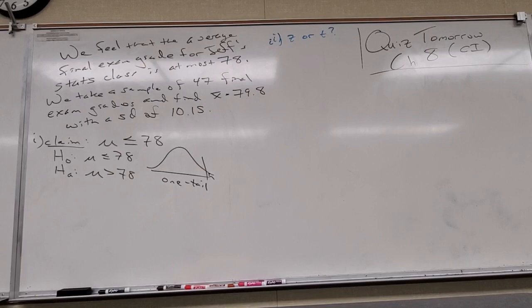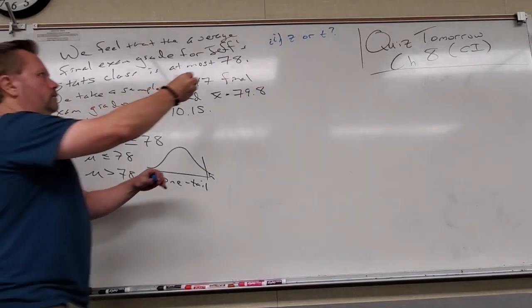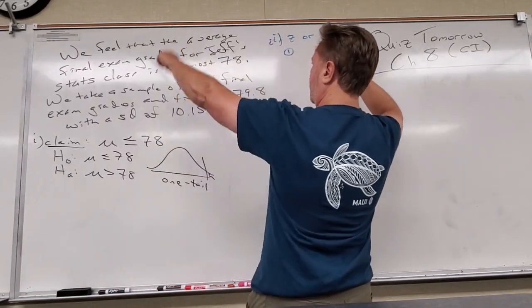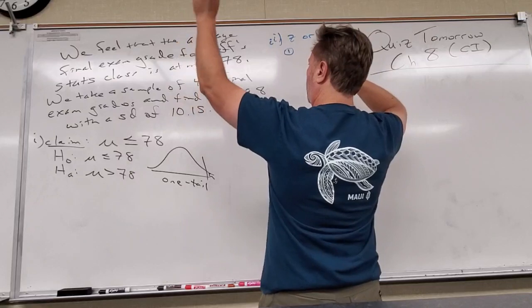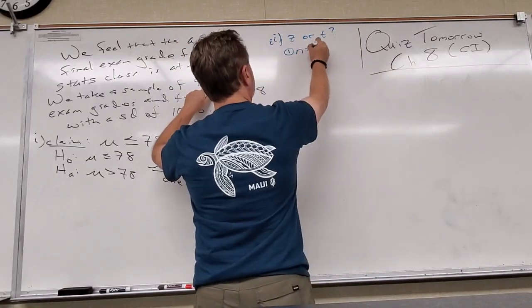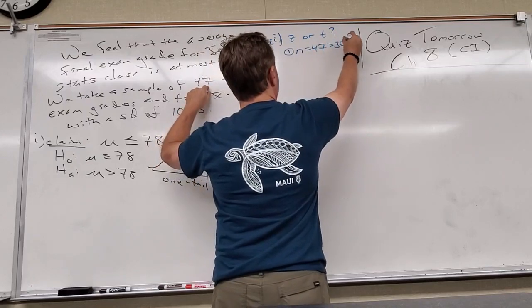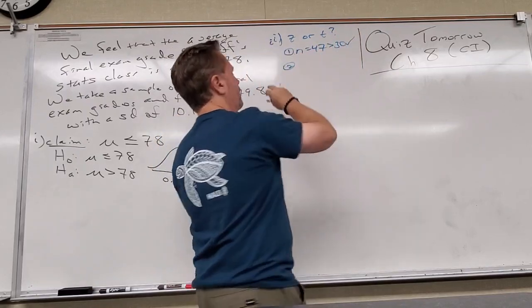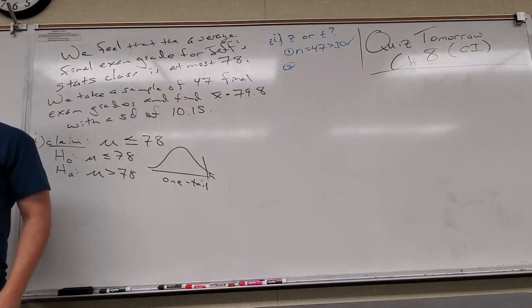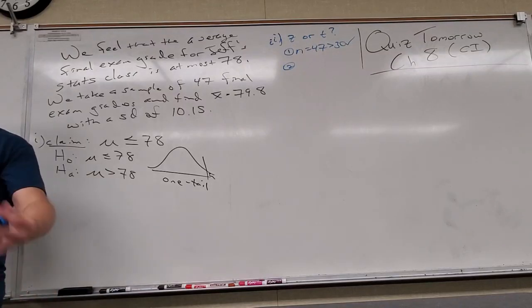Good job. What are the two things you have to look for? What's the important thing that tells me I could do something? Is it normal? What tells me if it's normal? Did I say it's normal? Nope. But sample size. Greater than 30. Check. So now I can use Z or T. What do I look at to tell me which one I'm going to use?